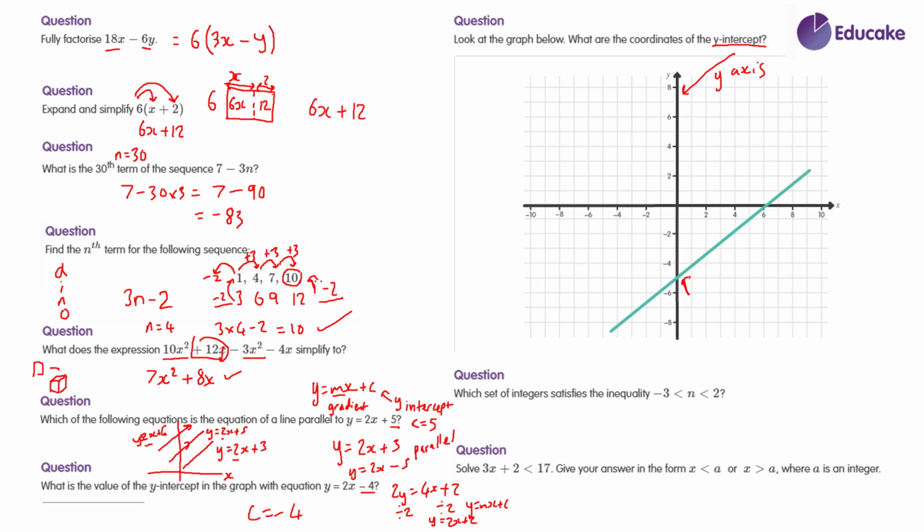And you can see that is minus 5. So the coordinates of the y-intercept will be 0, minus 5, because that's the x-coordinate and that's the y-coordinate.